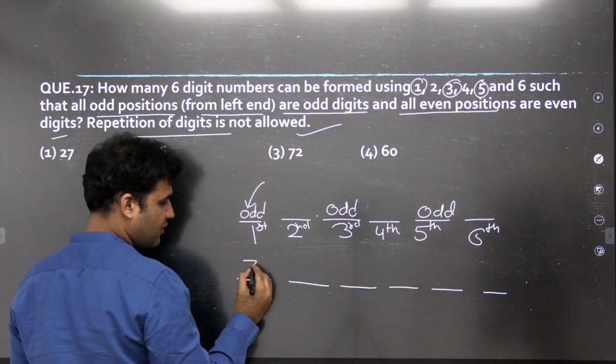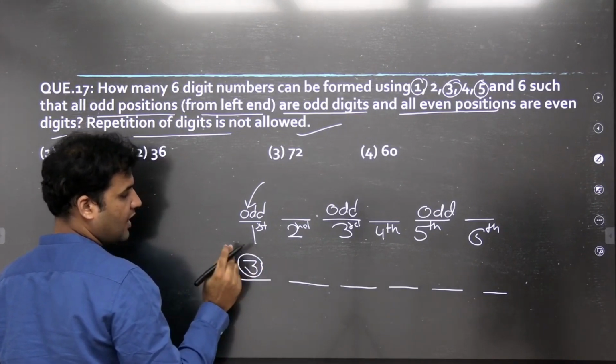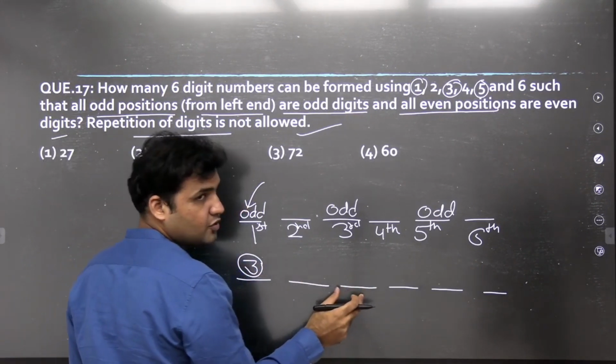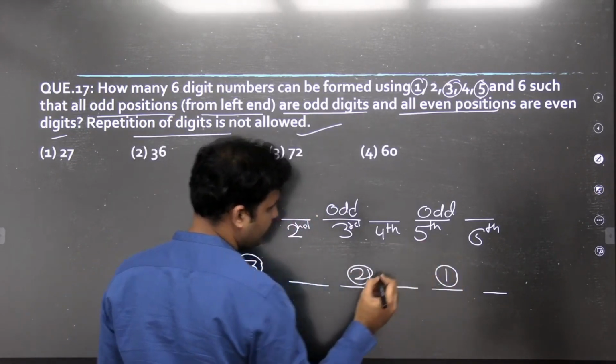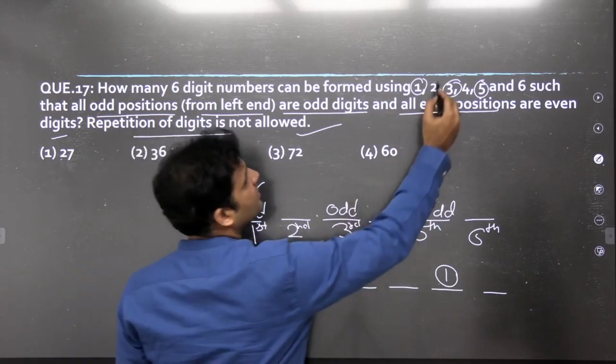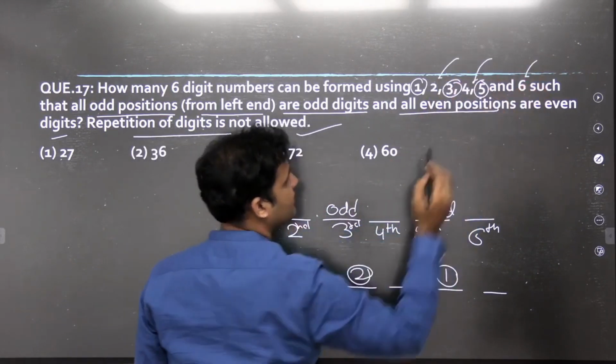That means this place can be filled in 3 ways. Once a digit is placed, I will be left with 2 more odd numbers. This place can be filled in 2 ways and this place can be filled in 1 way. Similarly, how many even numbers are there? 2, 4 and 6. 3 even numbers.